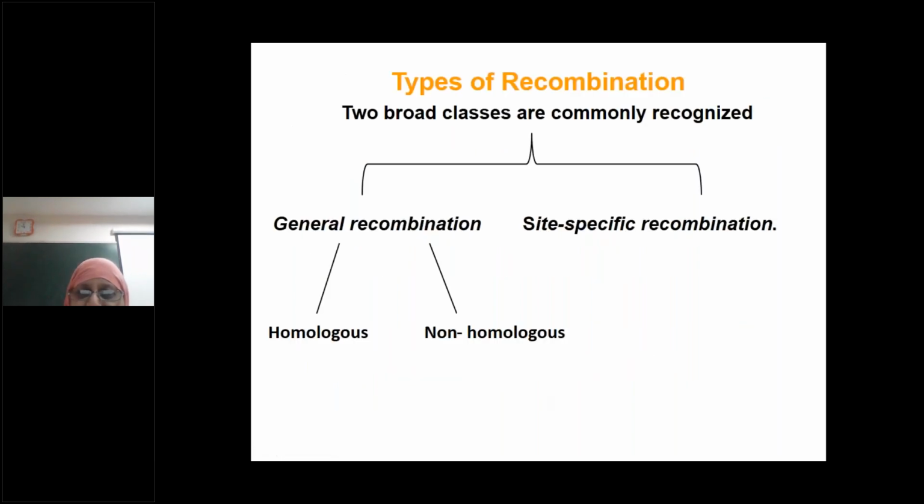Then what are the types of recombination? There are two broad types: general recombination or site-specific recombination. General recombination is again of two types: it may be homologous or non-homologous. We will be dealing mostly in detail with homologous and non-homologous recombination.